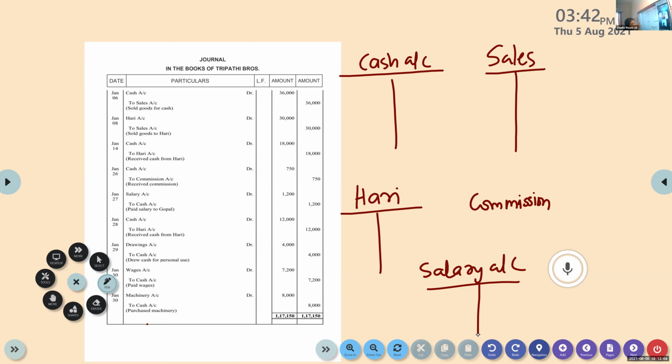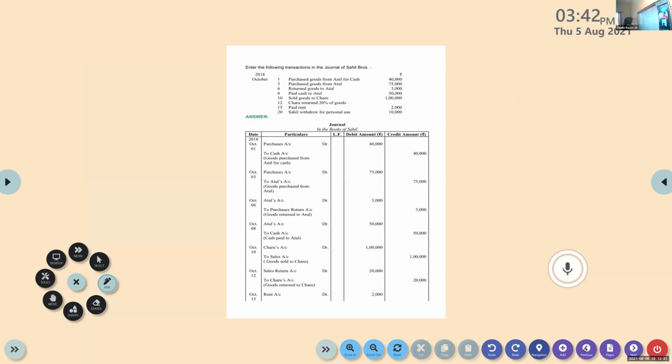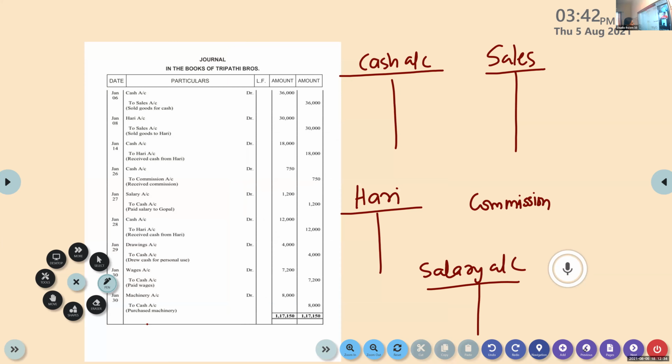But cash is repeating. So the cash column will have so many transactions to be included. So the cash account always should be a bigger one. This wage account, commission account and all, you can provide very small boxes. Okay, now let me see the next page. That's all, only these many. So please draw these accounts, be ready.